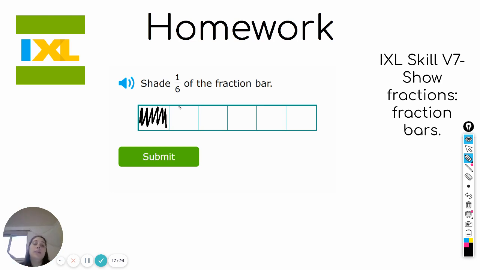Now on IXL, instead of coloring it in, all you'll have to do is click on the pieces, and as you click on them, it will automatically shade them for you. So that might make it a little bit easier. Go ahead and begin.